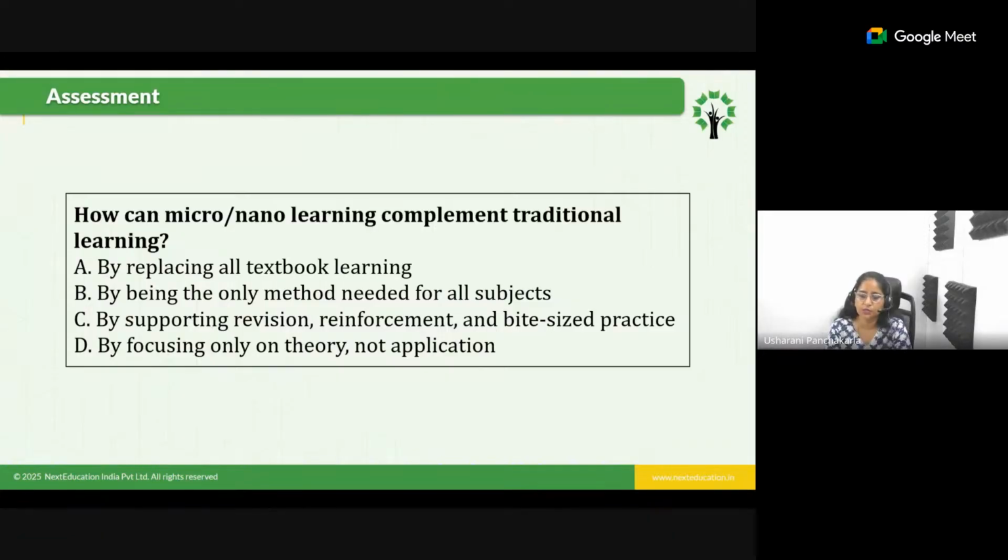Now coming to the assessment, we have already done a puzzle. This is one more, let us explore it. How can micro or nano learning complement traditional learning? Can anyone give the answer for this?